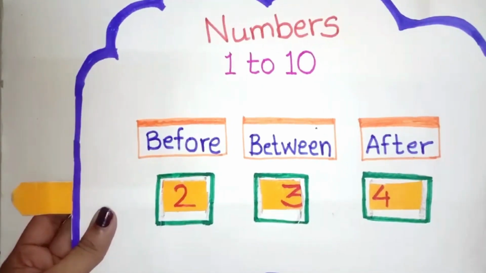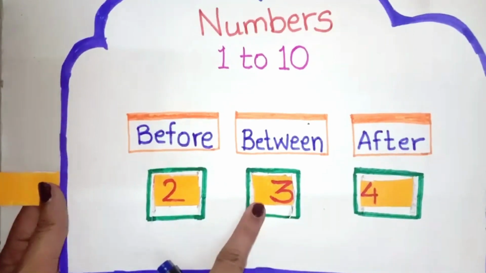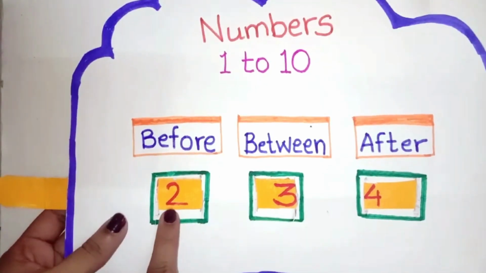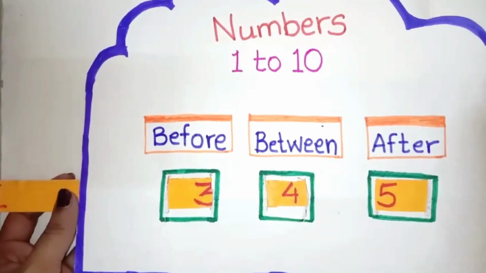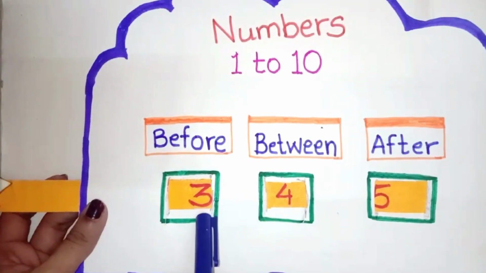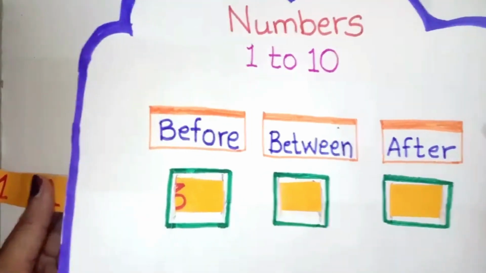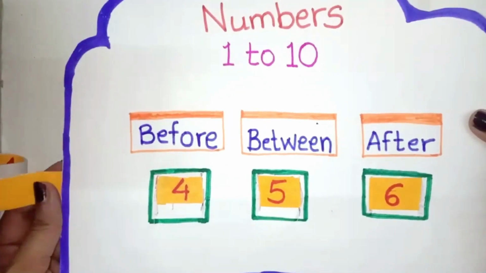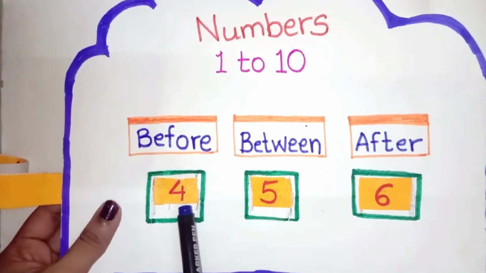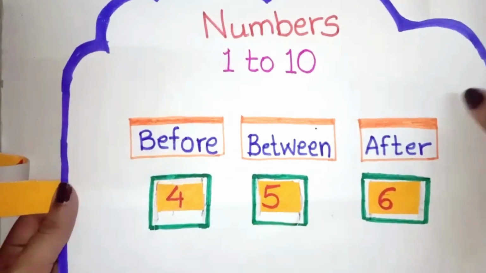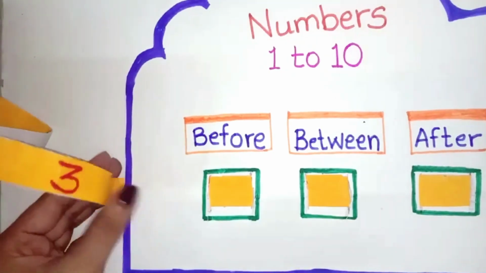See here, which number is before 3? Before 3 number is 2. Now tell me which number is before 4? Before 4 number is 3. See, we have to only drag the strip. Now tell me which number is before 5? Before 5 number is 4. Like this, you can easily tell the numbers which are before numbers.